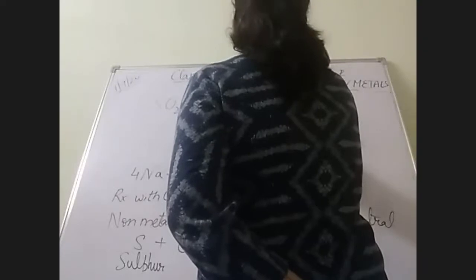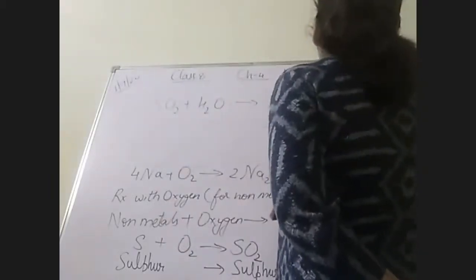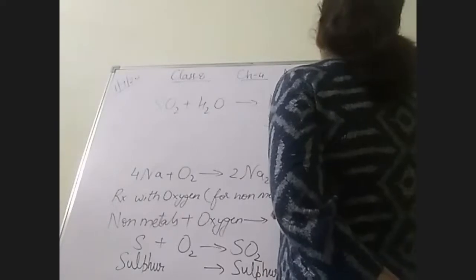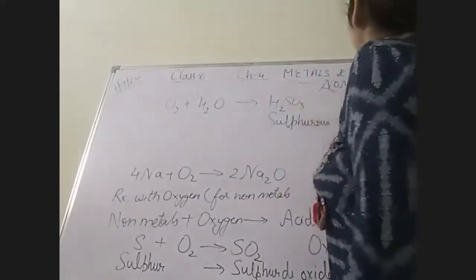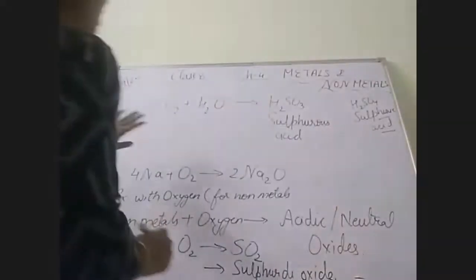This is sulfurous, and if you remember sulfuric acid, H2SO4, it is sulfuric acid. What is the change? One atom of oxygen is the change here, okay? This is sulfurous acid. Now, is this equation balanced?